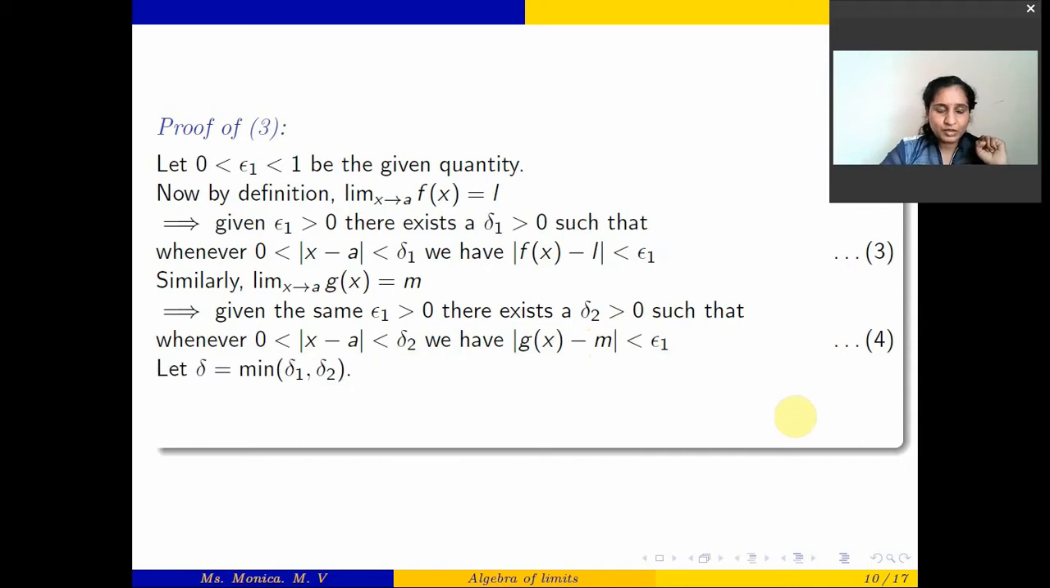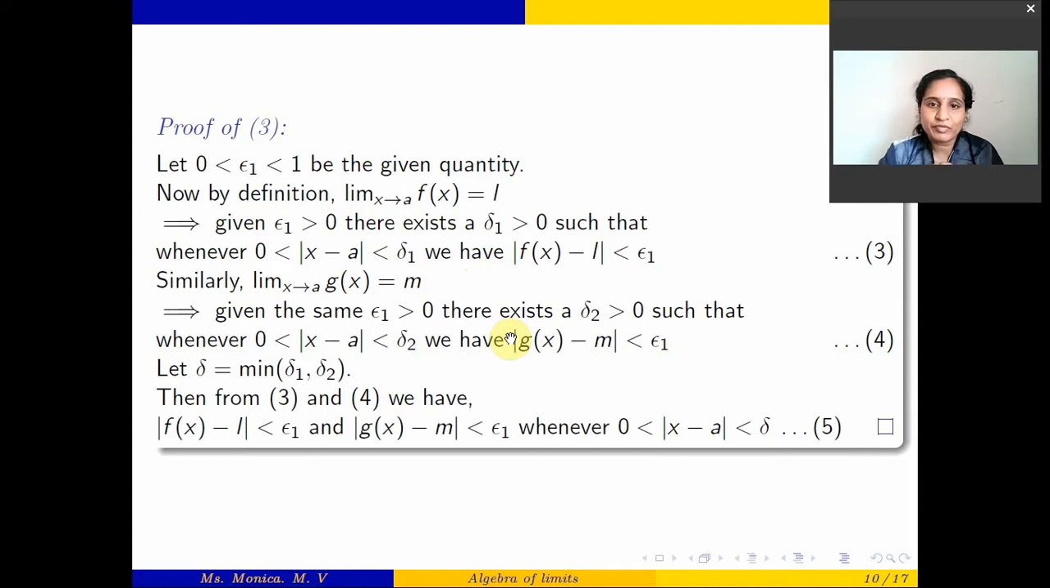Okay, so what is the next condition? I want a delta for which both these conditions are satisfied. So what is the choice of delta? The delta is equal to the minimum of delta 1 and delta 2. Then from these two equations, what do we have? Modulus of f of x minus L is less than epsilon 1 and modulus of g of x minus m is less than epsilon 1 whenever the distance between x and a is less than delta.